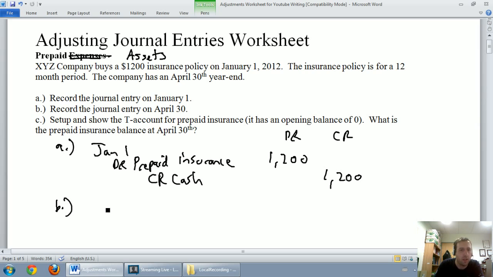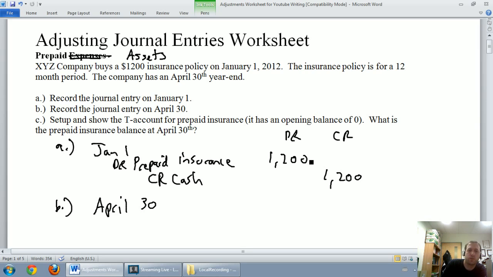So on April 30th, what we need to do is look at our insurance. Now, we've said on January 1st, I have a $1,200 asset. I have $1,200 worth of insurance. On April 30th, that's our fiscal year end. We're going to prepare financial statements, tax returns, all that good stuff. We've got to tell our shareholders where we're at. And one of the things we've got to say is how much insurance we have. So, do I have $1,200 of insurance on April the 30th? The answer is no, right?